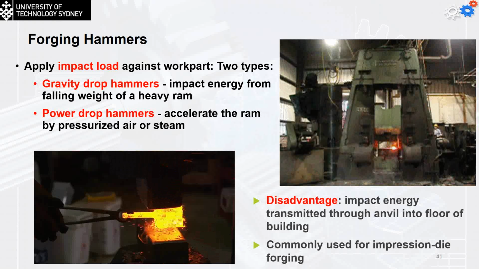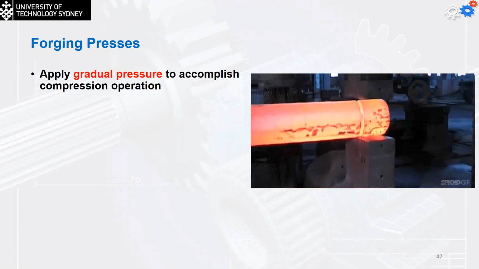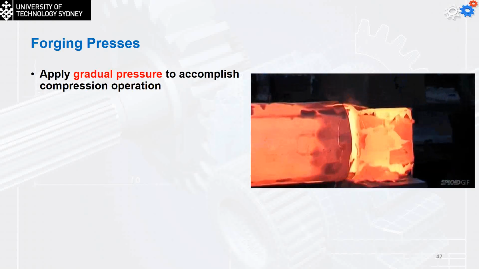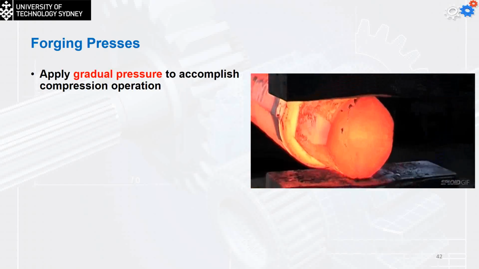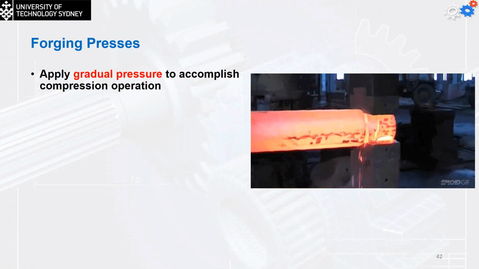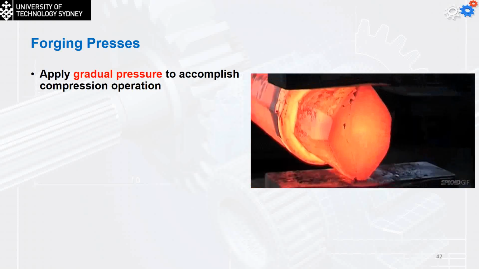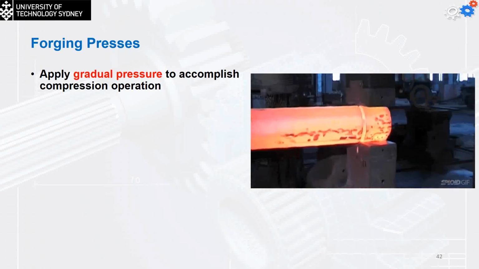So these are some of the forging press processes we have, which apply gradual pressure to accomplish the compression operation instead of impacting. The types can be the mechanical press, which converts the rotation of the driver motor into a linear motion of the ram. I can use the hydraulic press. I can use the screw press, like the one we use in the old printers.